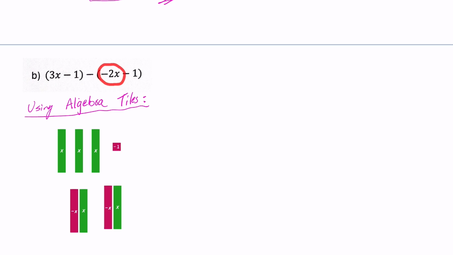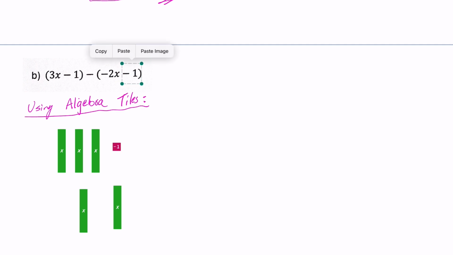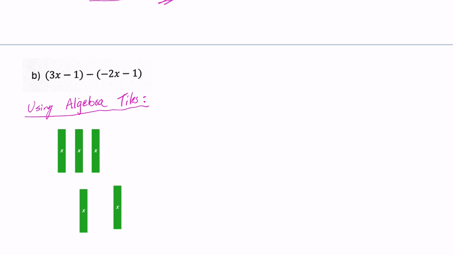I can take away 2 negative x's. I can go ahead and nicely erase. So I can take away a negative x here, throw that away. And I can take away a negative x, throw that away. And I'll just group both of them and delete. There you go. I've taken away the 2 negative x's there. And I can also take away a -1. There's a -1 here. Let me throw that away. Okay, I've done all the taking away. I've done both the takeaways.